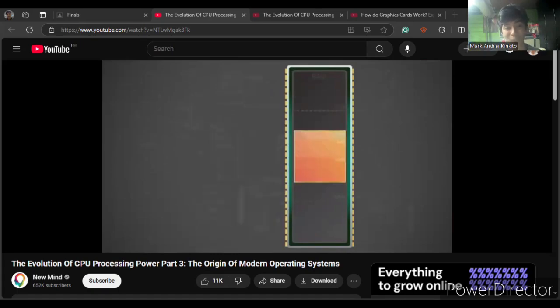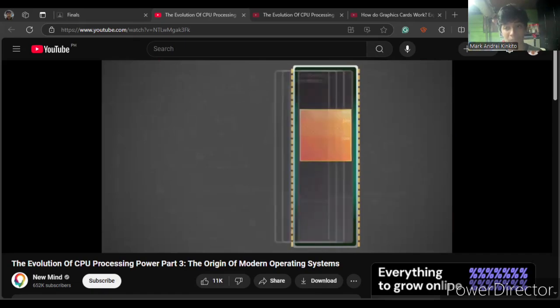The processor could also work with the 8087, a separate floating point coprocessor, to enhance mathematical computation capabilities.